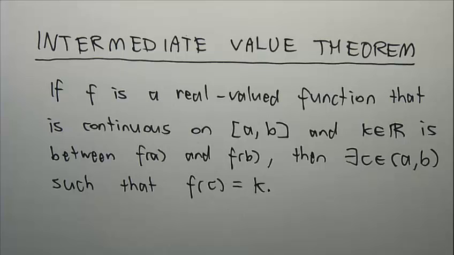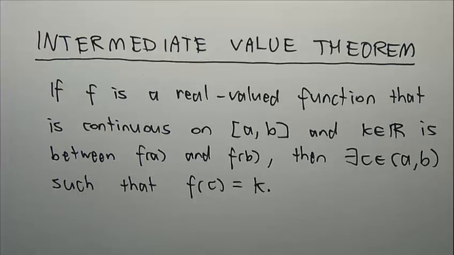The intermediate value theorem says if f is a real valued function that is continuous on the closed interval from a to b, and k, which is a real number, is between f of a and f of b, then there exists a c in the open interval from a to b such that f of c is equal to k.